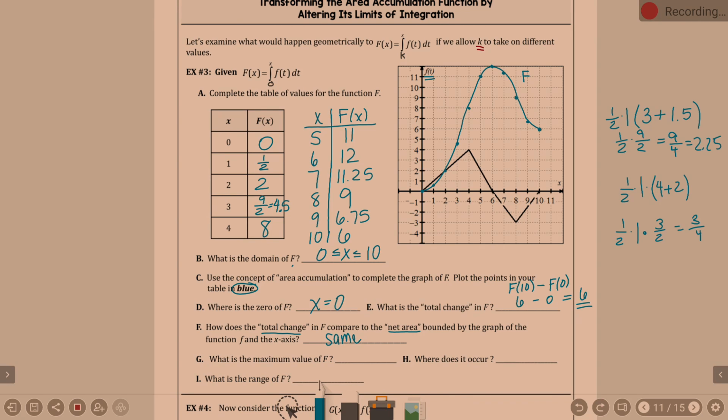Okay. What is the maximum value of f? 12. That happened at 6, right? Where does it occur? X equals 6. I really need to read the next question before I think out loud sometimes, right? What is the range of f? 0 to 12. Okay. And if I write that as an inequality, it's 0 less than or equal to y less than or equal to 12 because it's talking about the range. I say that works, doesn't it?